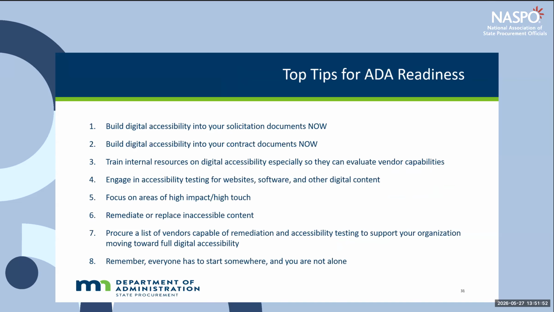So our top tips for ADA readiness: build digital accessibility into your solicitation documents now. That's something that doing tomorrow will make a huge difference. And then build digital accessibility into your contract documents now. Both of those things are pretty easy to do. Train internal resources on digital accessibility, especially so they can evaluate vendor capabilities. Once you become literate in digital accessibility, you can start to understand who gets it and who doesn't when you have these conversations.